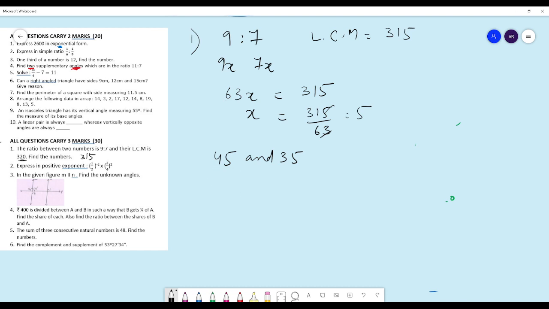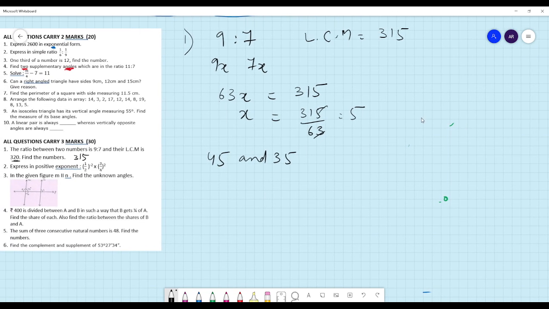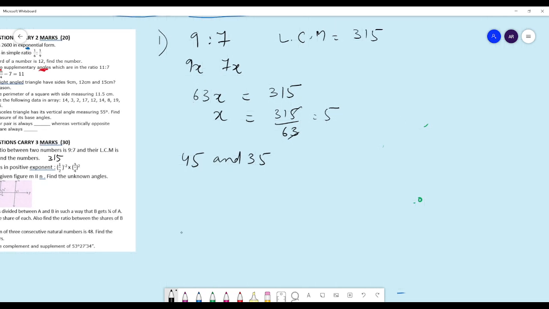Now the other question was express in positive exponents. So how do you express it in positive exponent? Now what is the sum which is given over here? Let us take up the sum. I find that a few of you committed errors over here. So what is the sum?